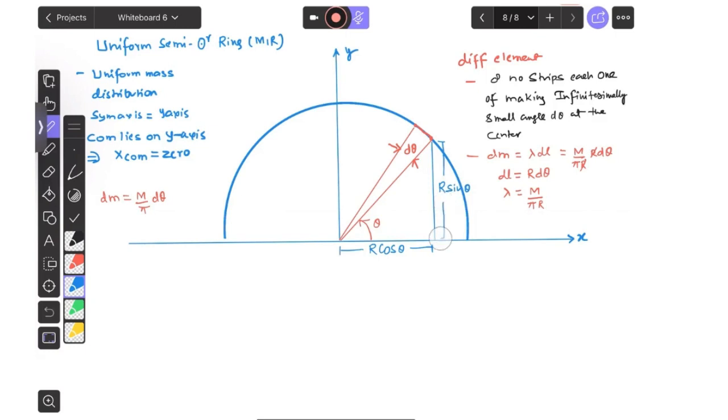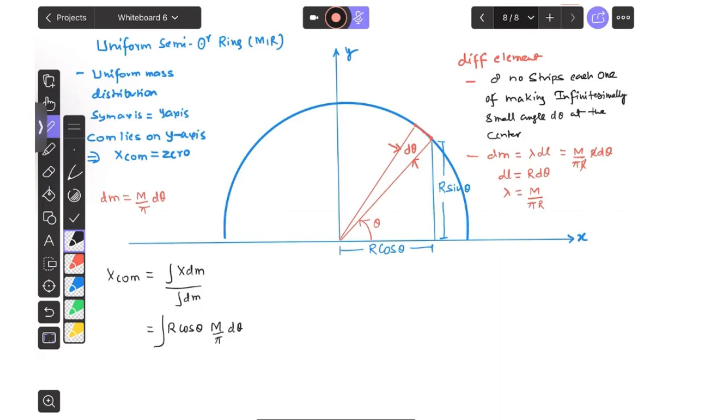So this height is going to be the y coordinate, this r cos theta is going to be the x coordinate. So we want to find xcm. So xcm is going to be integral of x dm by integral of dm. And what really is our x? That is our r cos theta, no? And dm is m by pi into d theta.